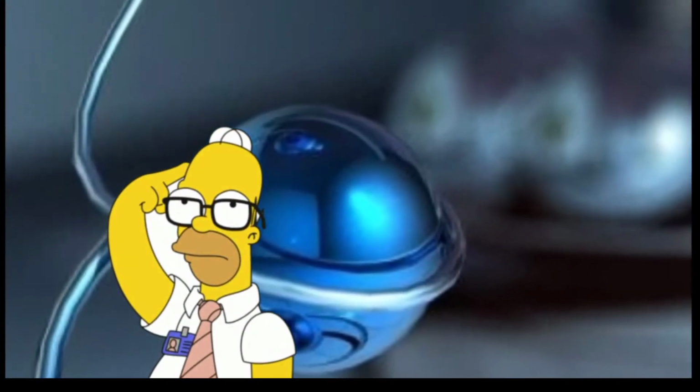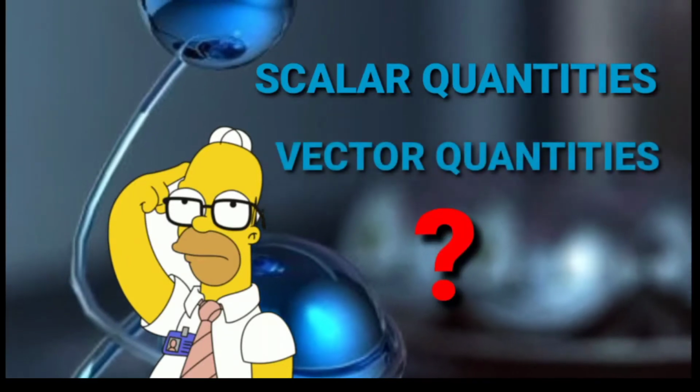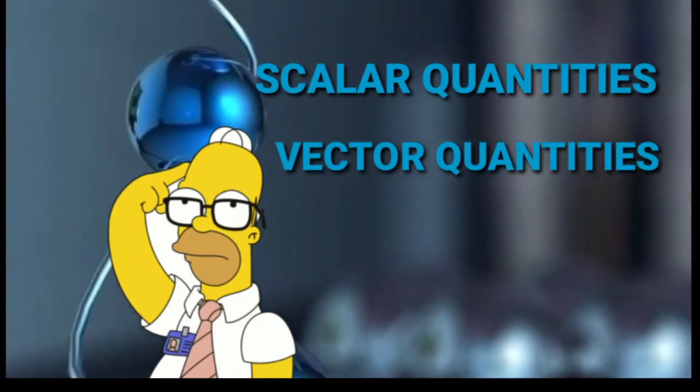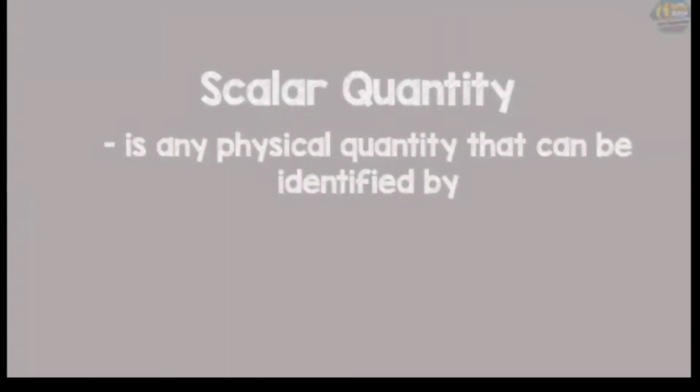You will know what the scalar quantities and what the vector quantities are. The mathematical quantities that are used to describe the motion of an object can be divided into two categories: scalar quantity and vector quantity. First of all, I am going to discuss scalar quantity.